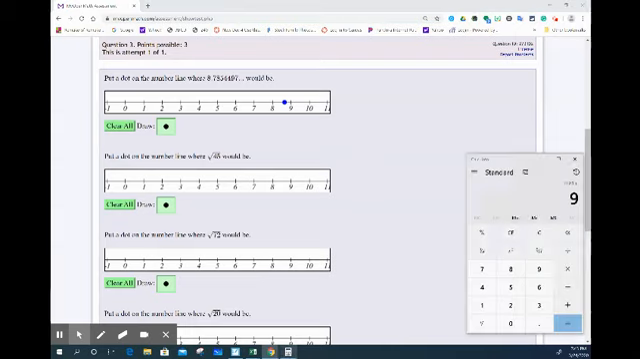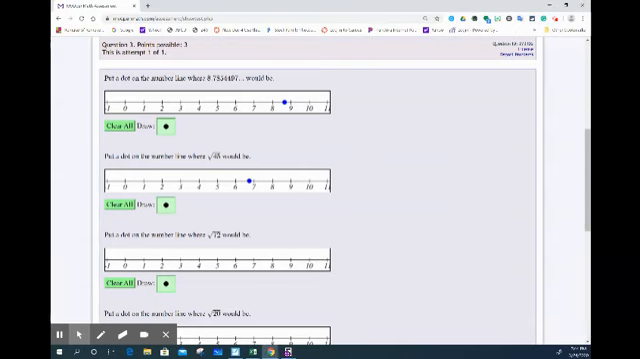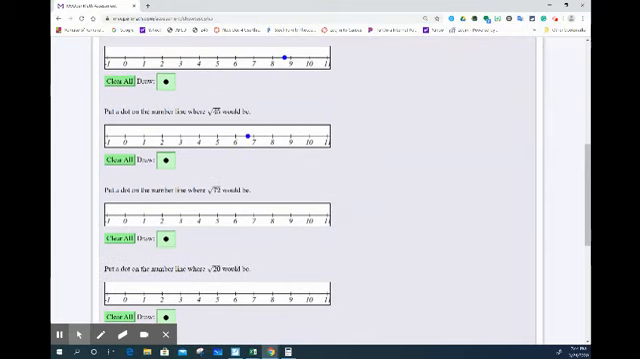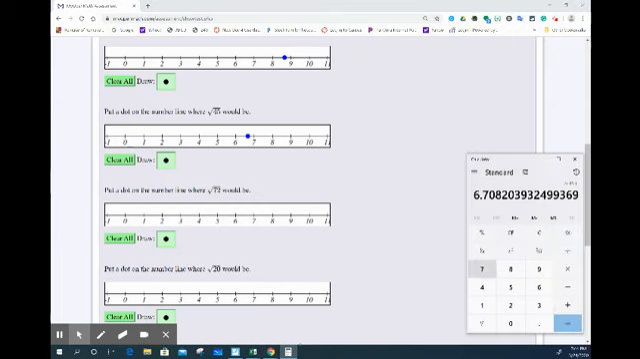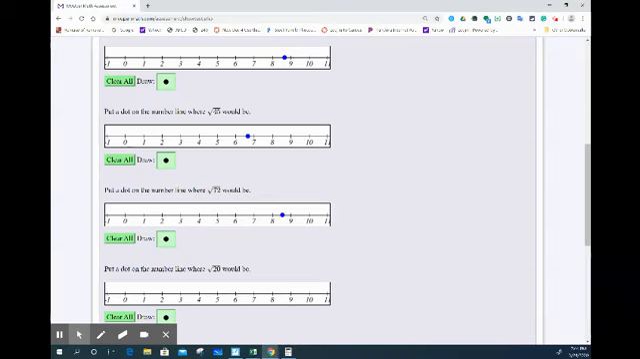Square root of 45. Well, I don't know what the square root of 45 is, so I'm going to plug it into my calculator. 6.7. So 6.7 is bigger than 6, smaller than 7, someplace probably right about there. Next one, put a dot where the square root of 72 is. Okay, once again, I don't know what the square root of 72 is, so I'm going to go ahead and plug it into my calculator. 8.48, so that means it's bigger than 8, less than 9, and just about in the middle.